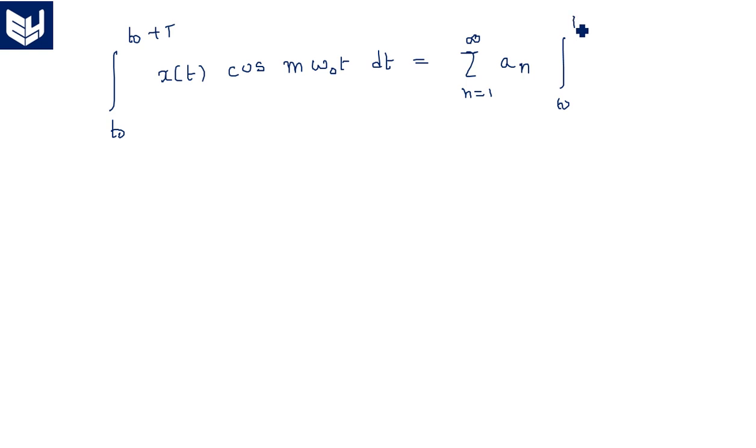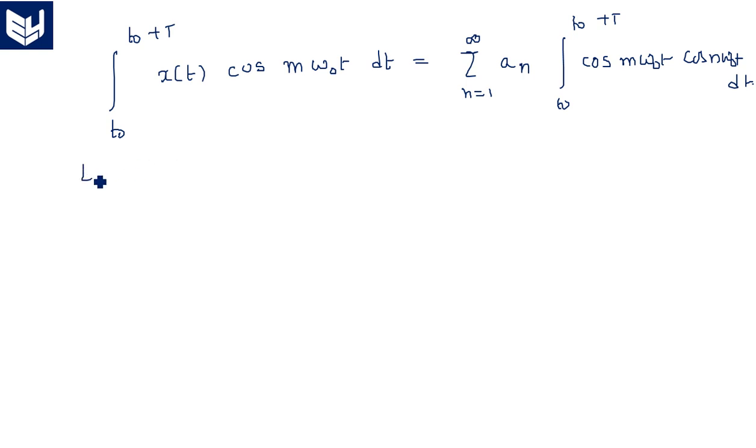Integral t naught to t naught plus capital T x of t cos m omega naught t dt is equal to summation n equal to 1 to infinity an integral t naught to t naught plus capital T cos m omega naught t cos n omega naught t dt. This is what we are left with.